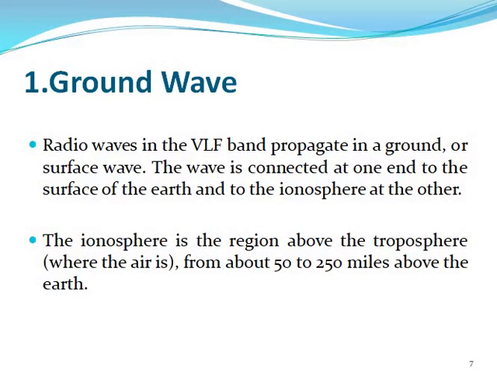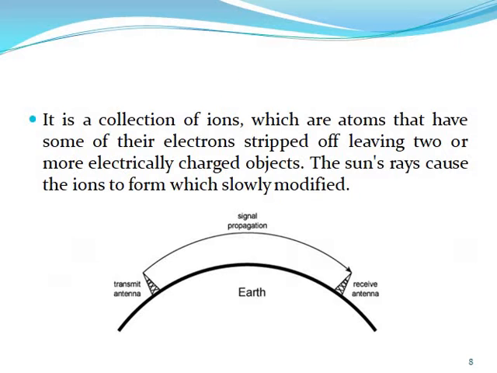Now, what is the ground wave? The ground wave is also called the surface wave. Radio waves in the VLF band propagate along the ground. The wave is connected at one end to the surface of the earth and to the ionosphere at the other. Here this is the earth's surface, this is one transmitter antenna, and the signal is transferred to the ionosphere.